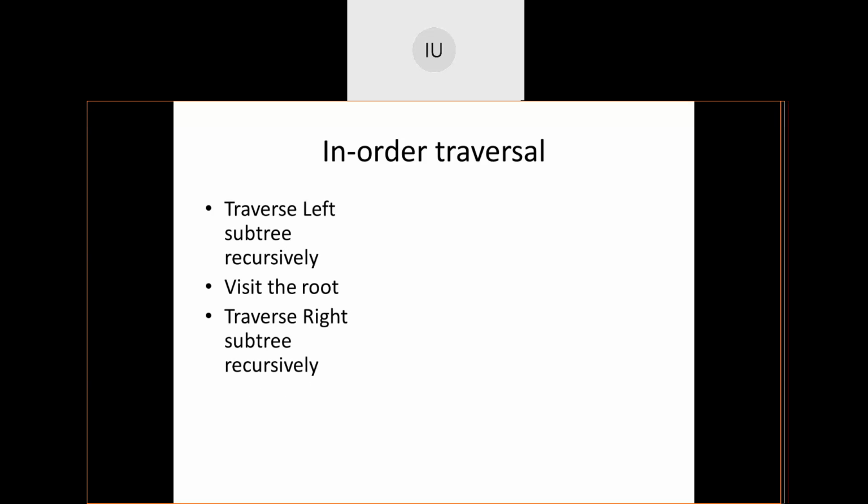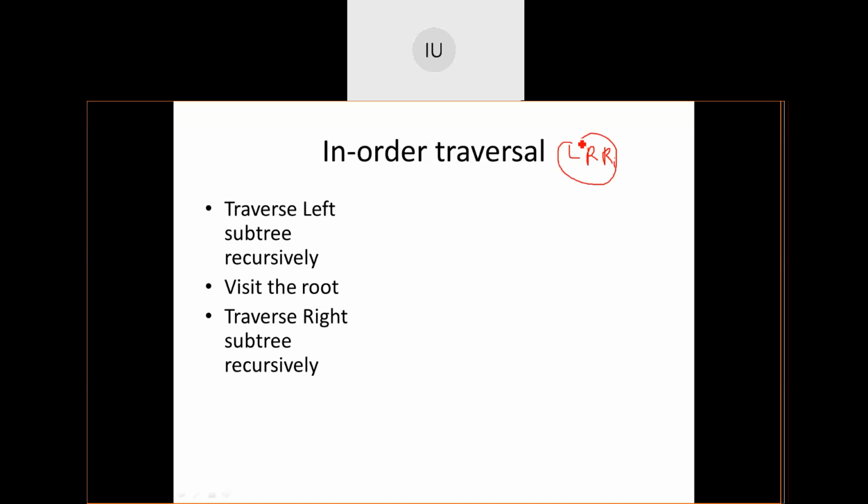Let me take a pen. You can remember the in-order traversal like this: left, root, right. And I will be writing RI for right, and root I'll be writing R. Don't get confused.